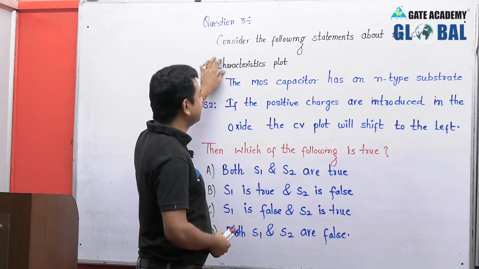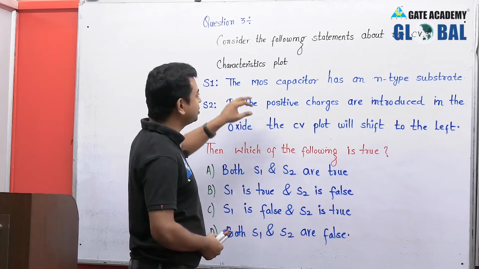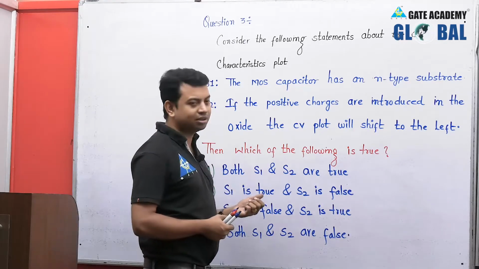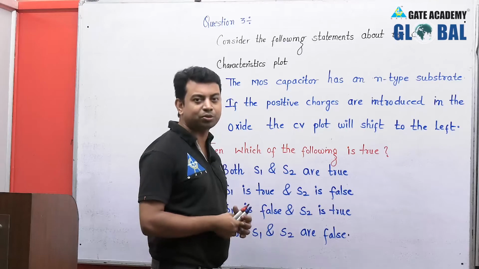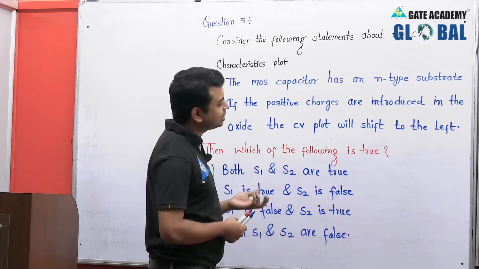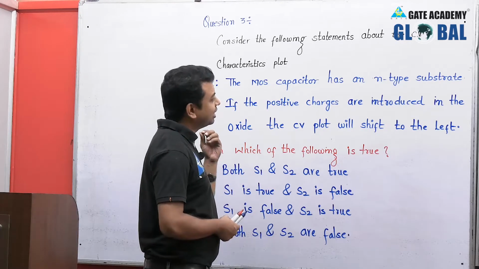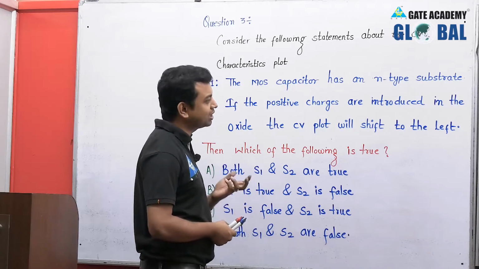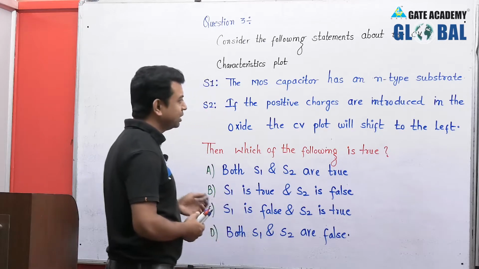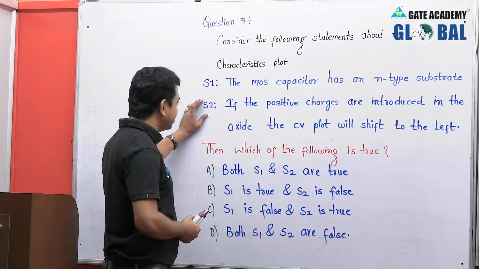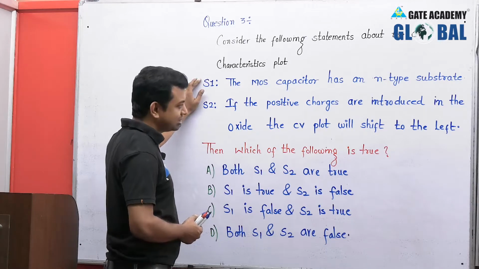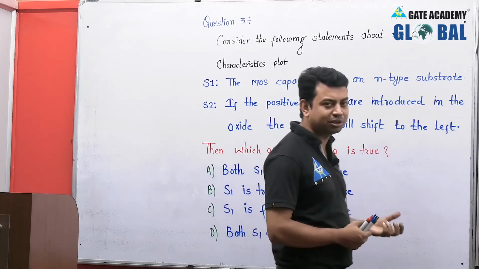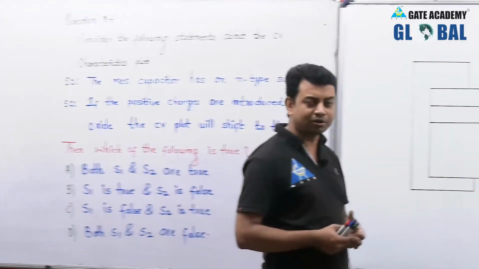From the characteristic, CV characteristic plot, the MOS capacitor has an N-type substrate. So whatever characteristic we have in this particular question, that characteristic is of N-type substrate or P-type substrate MOS. So we have to decide whether the characteristic is for N-type or P-type substrate. Before studying statement 2, we are going to analyze statement 1 first, and find out whether it is true or false.